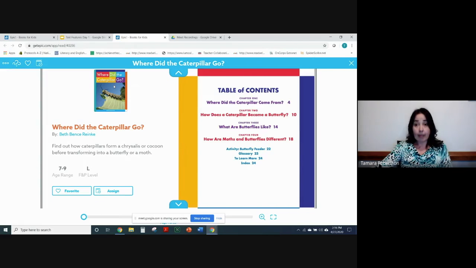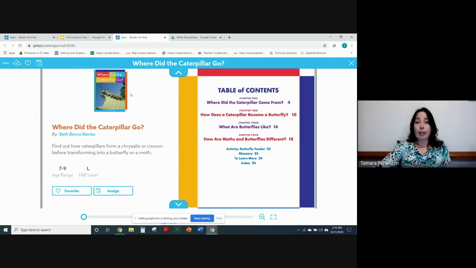The second thing I'm going to do is look at the table of contents. Now remember, the table of contents is found at the beginning of the book. And when I look at this table of contents, I can see that the book is broken down into 4 sections. Chapter 1, where did the caterpillar come from? Chapter 2, how does a caterpillar become a butterfly? Chapter 3, what are butterflies like? Chapter 4, how are moths and butterflies different?